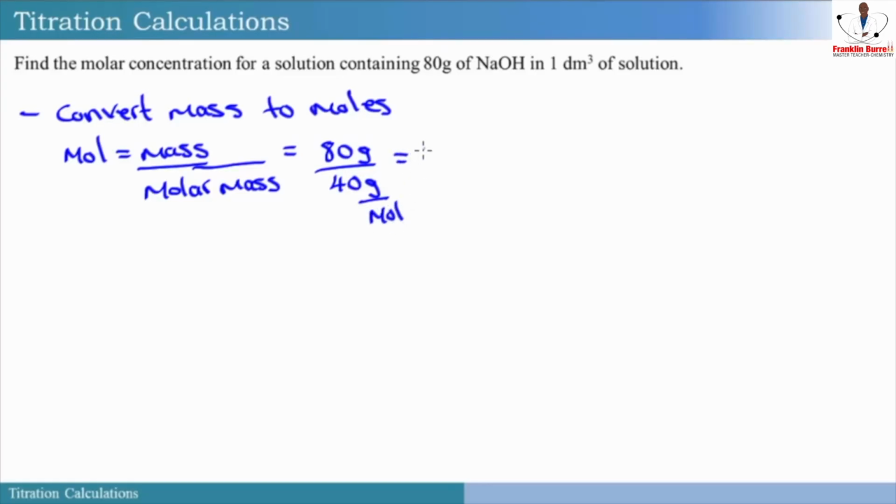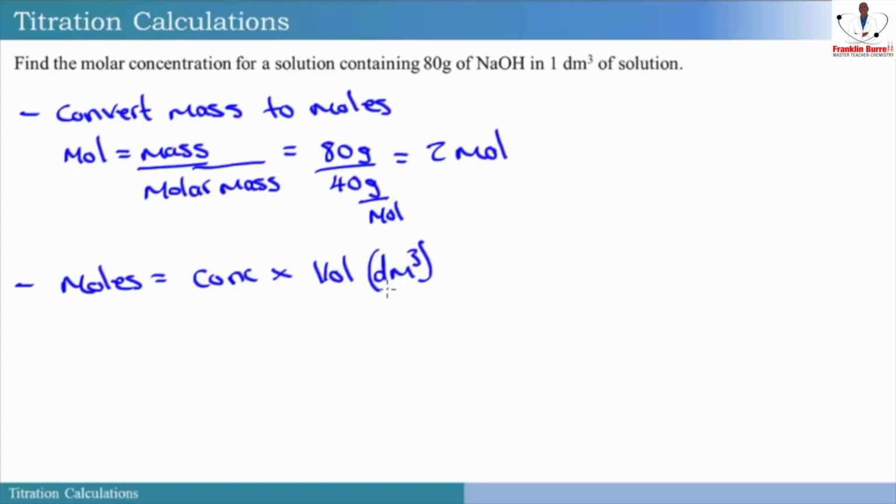Now this would be equal to 2 moles. So now I know that I have 2 moles of sodium hydroxide. I can now find my molar concentration. Now we'd use the formula moles equal concentration times volume. And remember that our volume is in dm cube. So I need concentration, which is the molar concentration. So we're going to transpose to make that the subject of the formula.